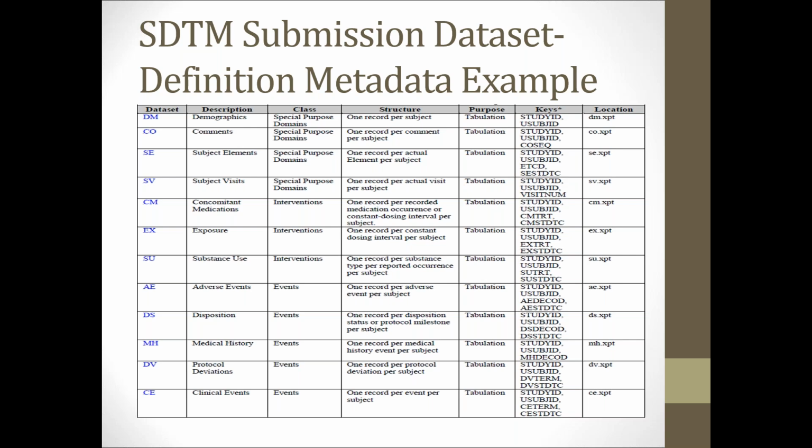DM stands for demographics domain. Okay, right. And this belongs to a classification called special purpose domain. Before SDTM there was no specific standard data structure. After SDTM you have standard variable names, standard data structures, everything. Now you can see the standard data structure here: one record per subject.